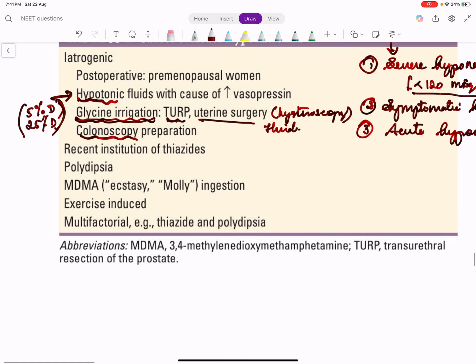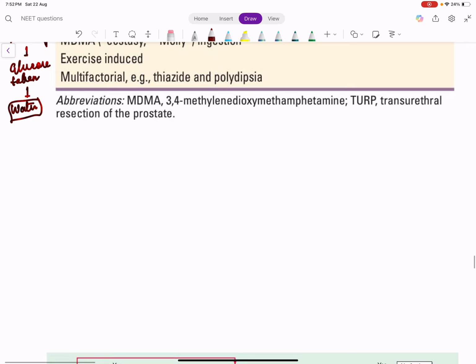Why are they called hypotonic fluids? Because assume that we are giving this fluid in the blood. This will enter the vascular compartment. When this is given in the vascular compartment, the glucose is taken up by the cells, taken up by the RBCs, WBCs. So whatever is there, glucose is completely utilized. So what remains is only pure water. Now we have this scenario. The intravascular volume is diluted by this free water, so it becomes hypoosmolar.